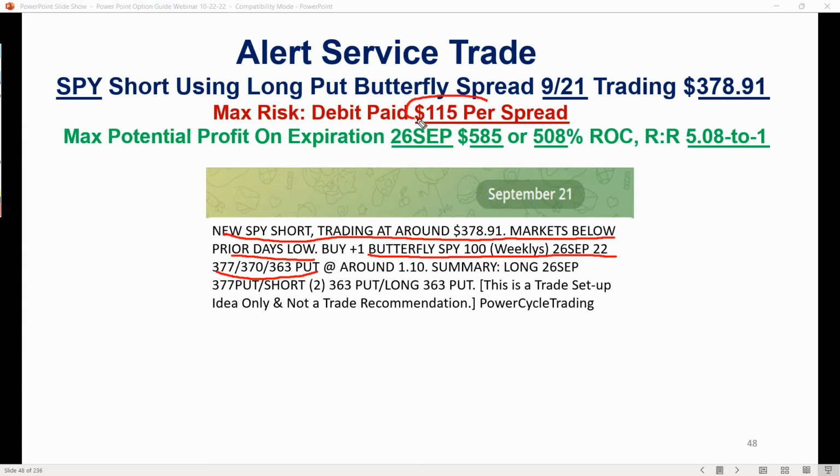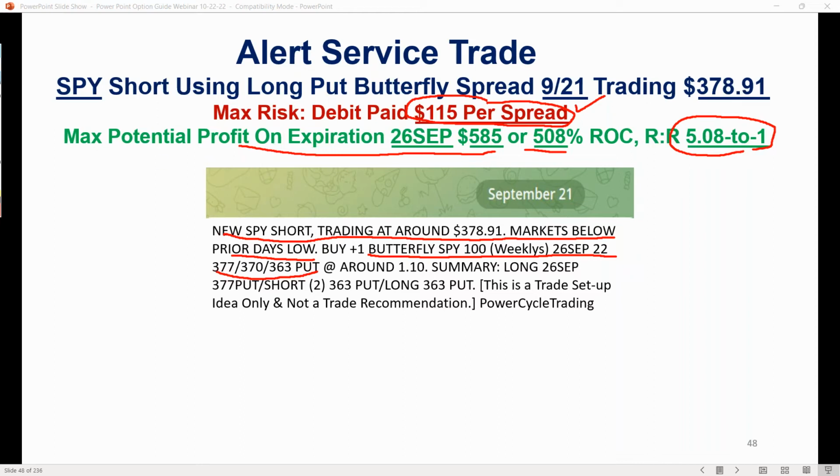Now look at the cost. The trade risk was $115. That's your max risk, the debit paid. Now you can reduce that. You can always get out before it hits your 115 as your max loss. The potential profit on expiration in this trade setup would be $585, or 508% return. So basically, you're risking $1 to theoretically make over $5.